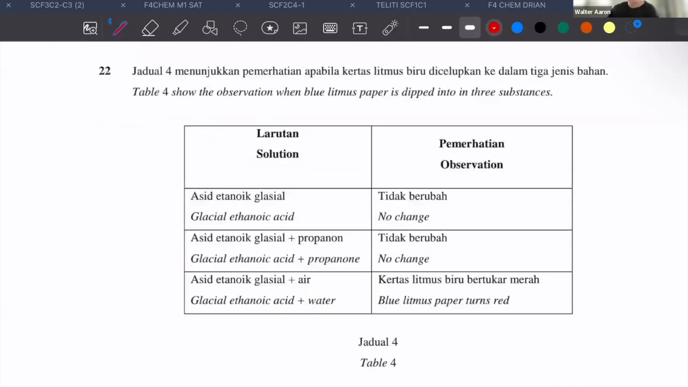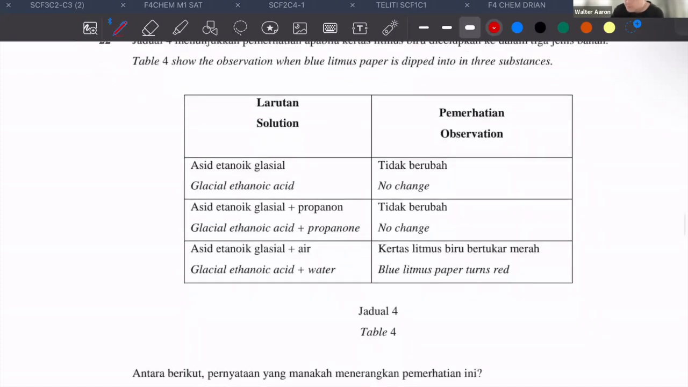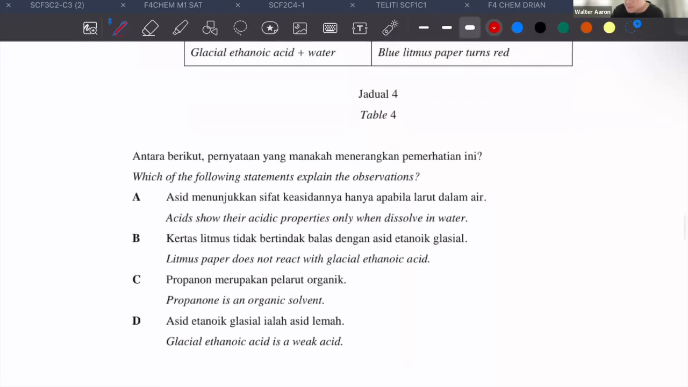22. Table 4 shows the observation when blue litmus paper is dipped in 3 substances. Glacial ethanoic acid, no change. Glacial ethanoic acid plus propanol, no change. Glacial ethanoic acid plus water, blue litmus paper turns red. So this is most probably referring to the properties of water to create an effect where acid and alkaline substances can display their properties. Which of the following statements explains the observation?